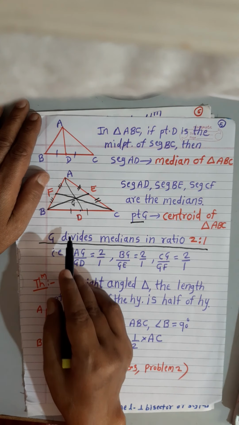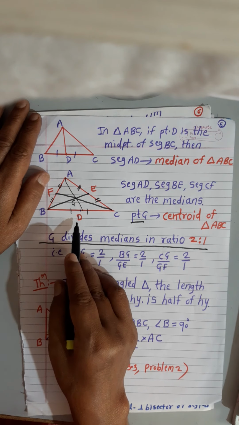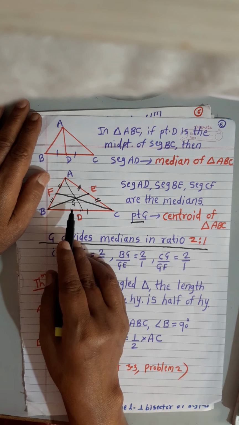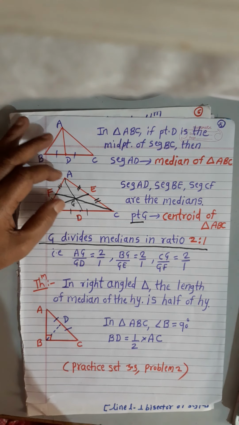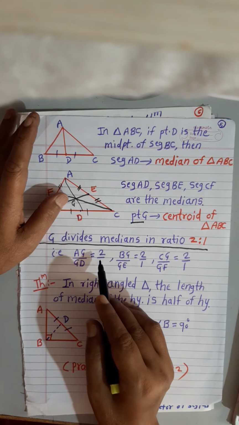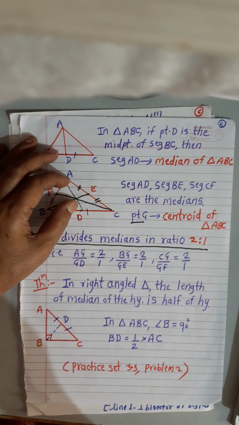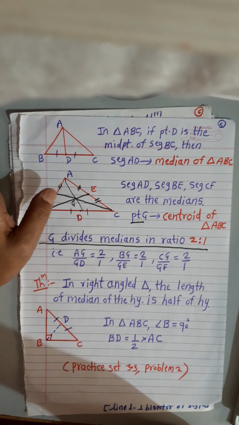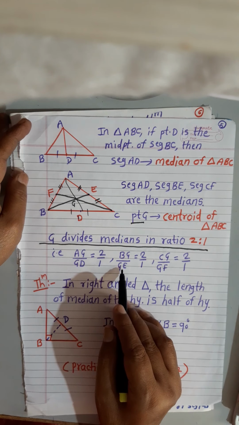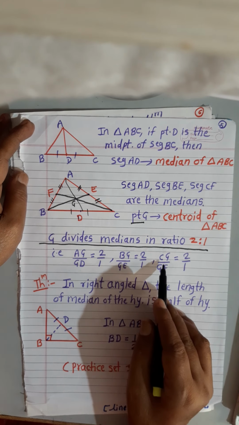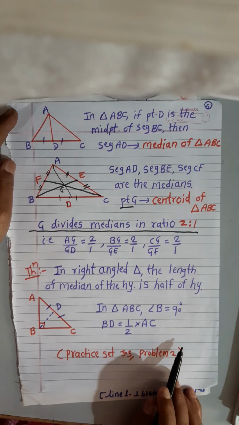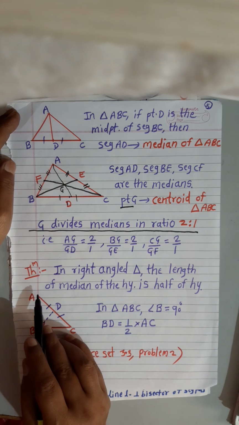G divides medians in the ratio 2:1. If you take midpoints D, E, F and join them, then G is the centroid of triangle ABC. And if you measure the AG upon GD ratio, it is always 2:1. That means if AG is 10, GD must be 5. That is AG upon GD is 2:1, BG upon GE is also 2:1, and CG upon GF is also 2:1. Now, we will consider only the statement of this theorem.